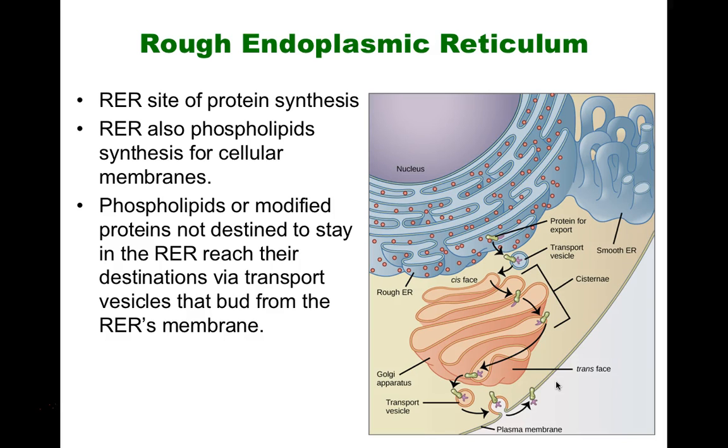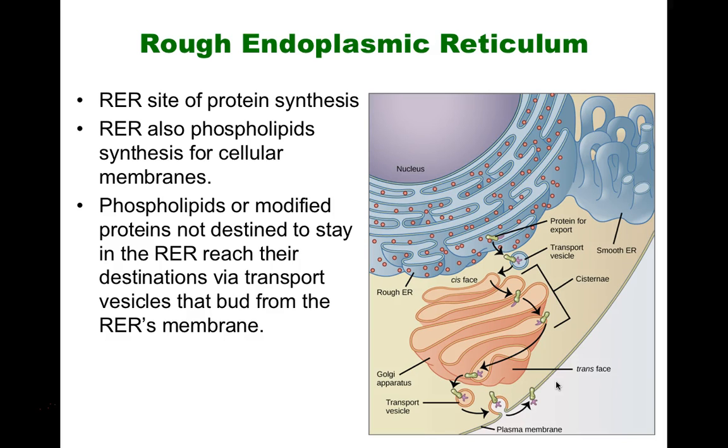These vesicles may be transported, if they need further modification, to the Golgi apparatus. So constantly, as proteins and or phospholipids, especially the proteins, are being manufactured and dumped into the lumen or the cisternae of the ER, rough ER, they get packaged in little vesicles and might need further modification.